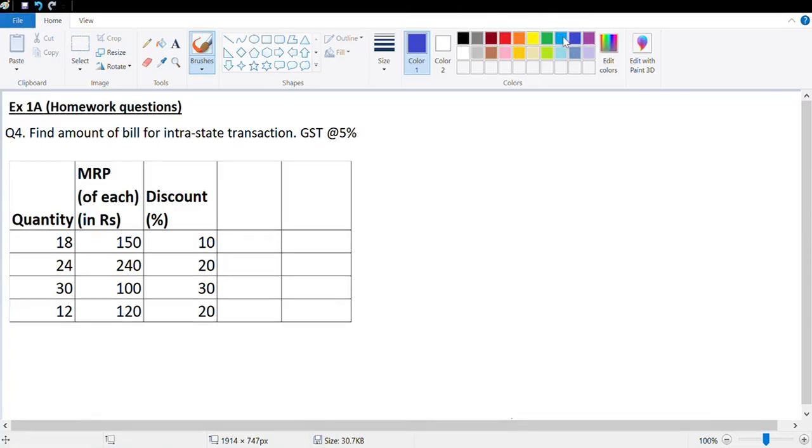Hi guys, let's look at the homework questions of exercise 1A, which is basically GST, the first part of the chapter. Now GST is basically about calculating a percentage of the value given.